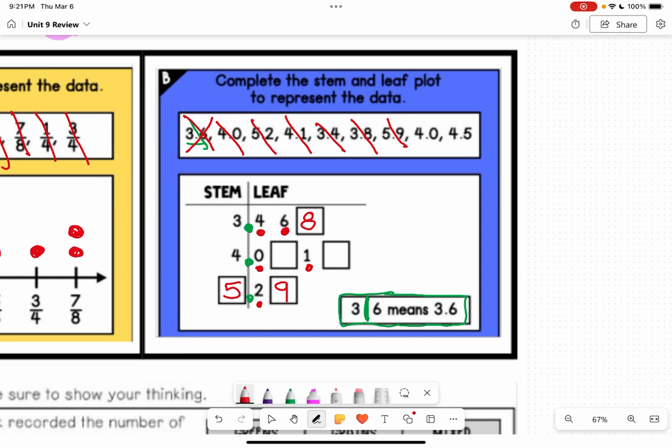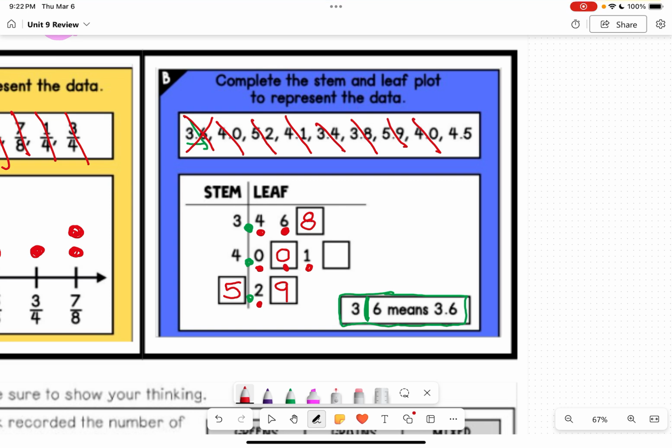Next one is 4.0. Now we have already marked out one of the zeros. That means we have already used it. But whenever you have two, you have to make sure you put the second one. So in that box, we're missing a second 0. Okay? So now we have it. We can mark it out.